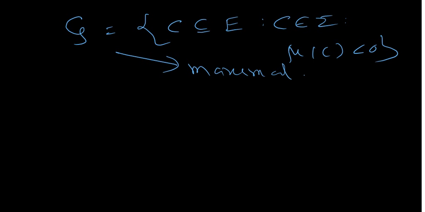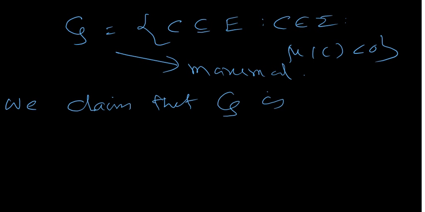तो C में जो भी सेट है वो सिग्मा का मेंबर है और E का सबसेट है और इसका मेजर नेगेटिव है. तो ये जो कलेक्शन है, it's not an empty collection because we have assumed that there exists at least one member having this property. We claim that this cursive C is at most countable.